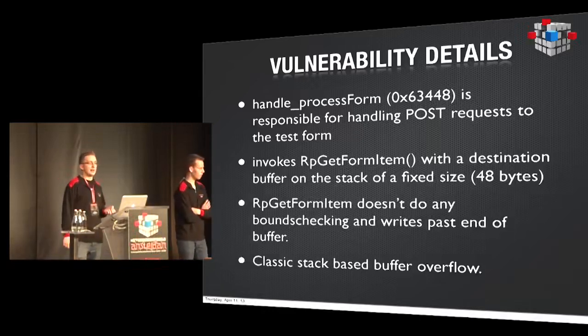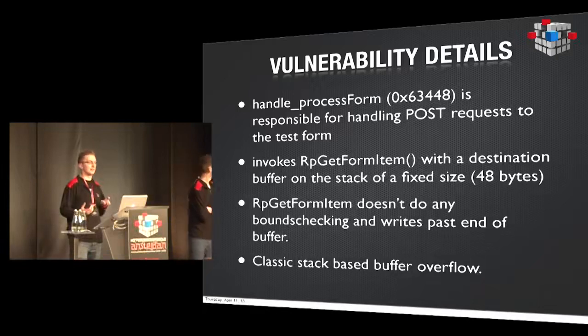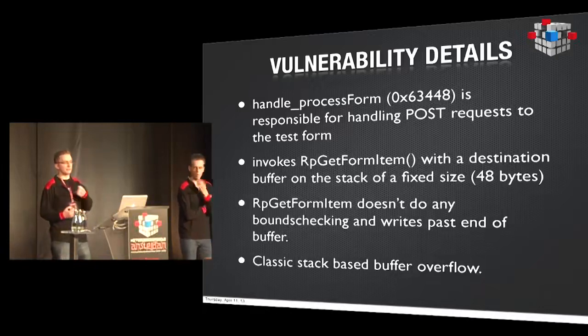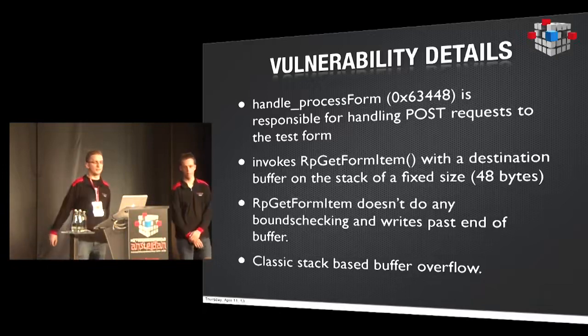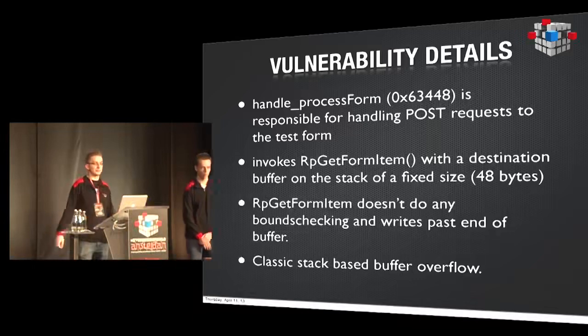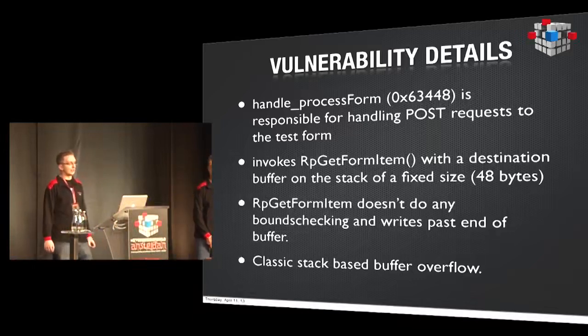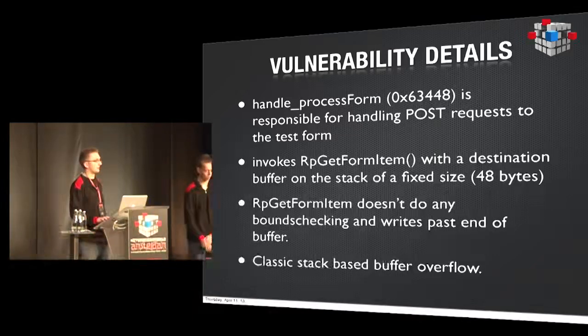So rp get form item doesn't bother to do any bounds checking, and well, it can't, because nobody is passing it a max length or whatever. It will just start copying until it reaches a 0 byte, and then it will stop, not taking into account the size of the original destination buffer. So we're dealing with a classic stack-based buffer overflow here, the ones we all love because they're pretty deterministic and often quite easy to exploit.